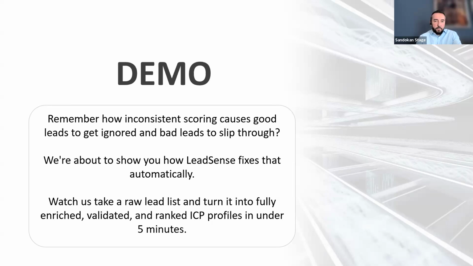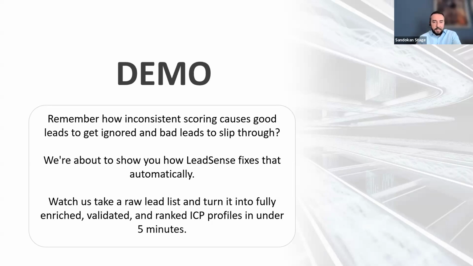And here's what we're going to do. We're going to take raw leads, just names, titles, companies, emails, and run them through LeadSense. And in under 5 minutes, you're going to see that this list transforms into a fully enriched, validated, and ranked ICP profile list. Now, as we go through this, here's what I want you guys to pay attention to. First, watch how much data gets pulled in that you would never have time to research manually.